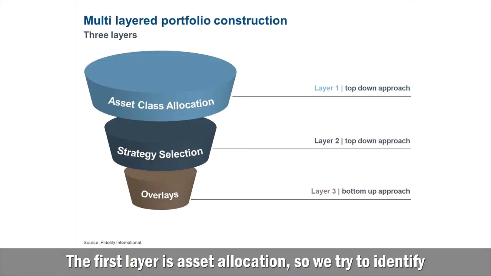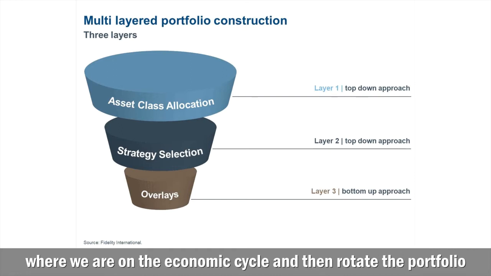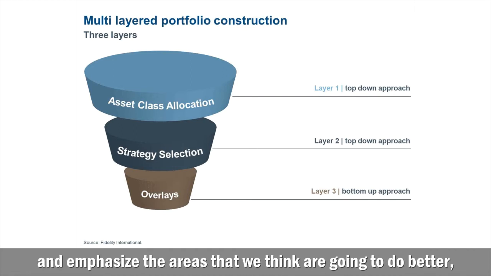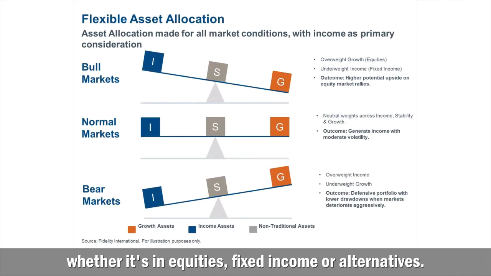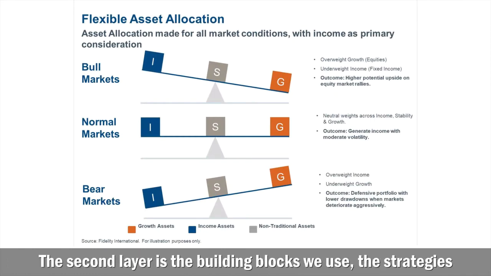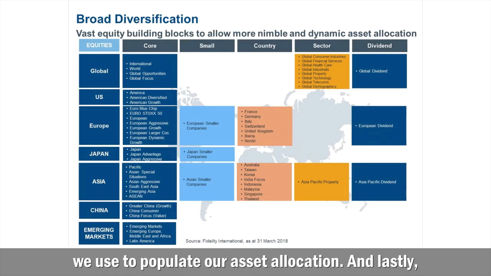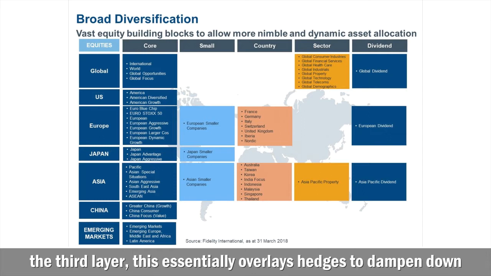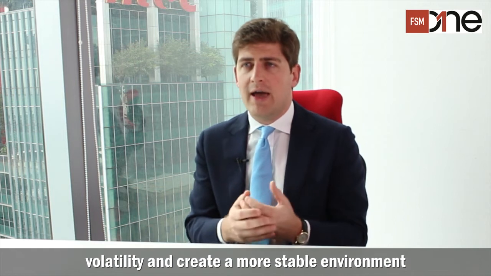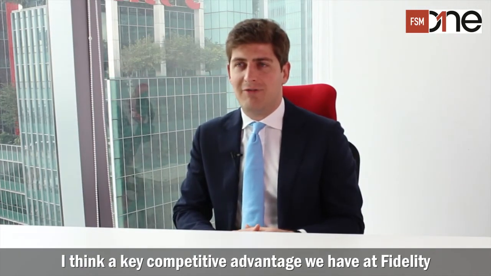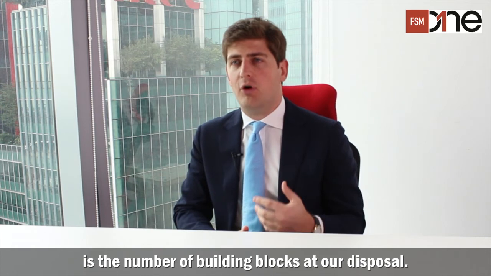The first layer is asset allocation. So we try to identify where we are in the economic cycle and then rotate the portfolio and emphasize the areas that we think are going to do better, whether it's in equities, fixed income, or alternatives. The second layer is the building blocks we use, the strategies we use to populate our asset allocation. And lastly, the third layer is essentially overlays and hedges to dampen down volatility and create a more stable environment for our strategies.